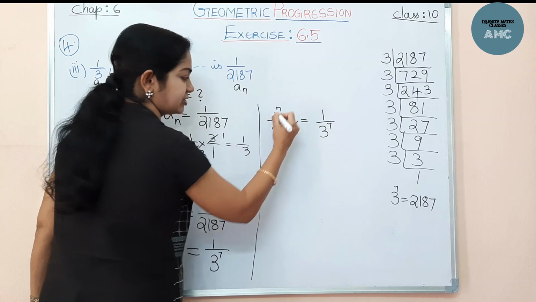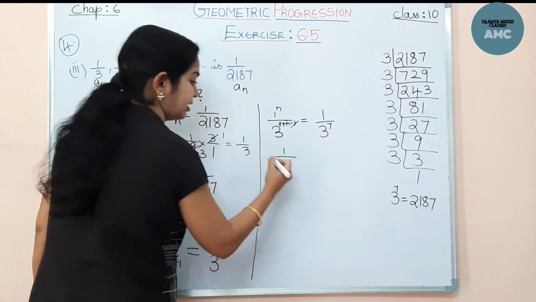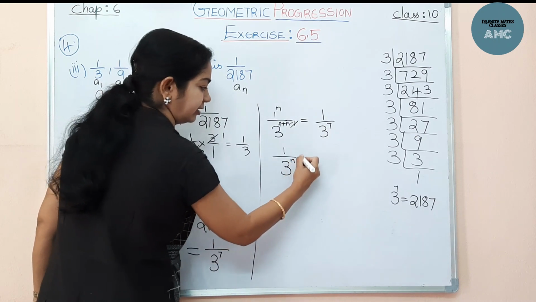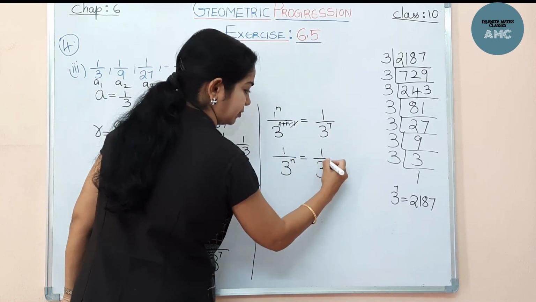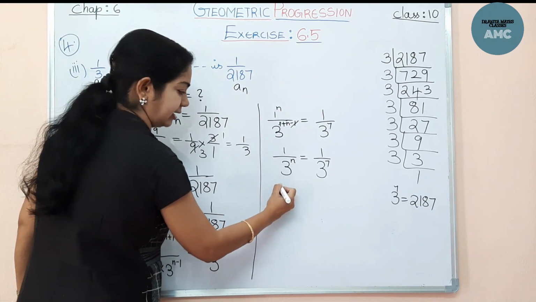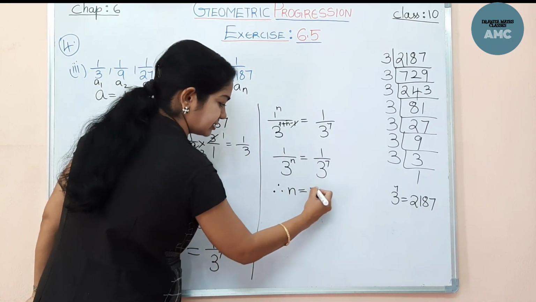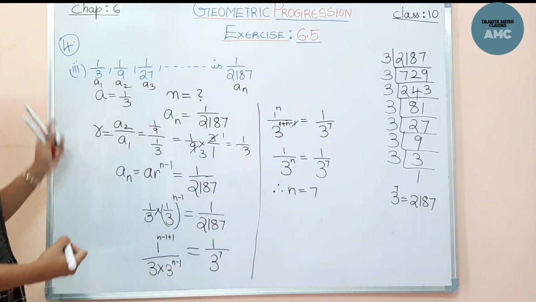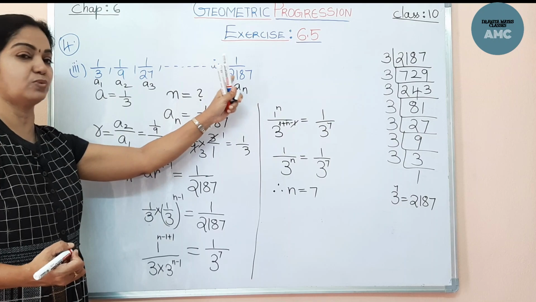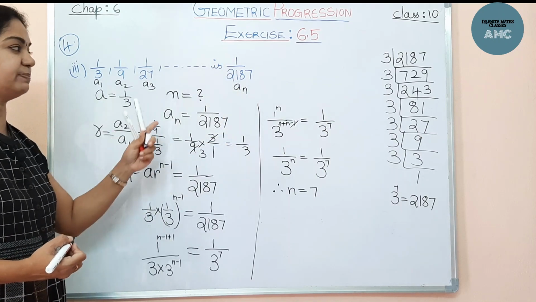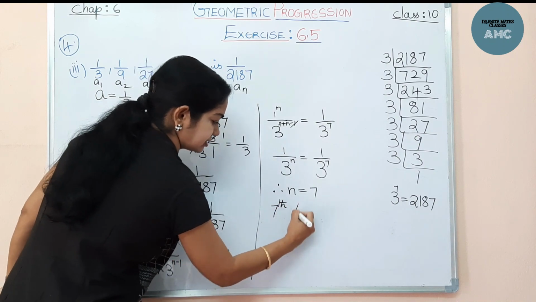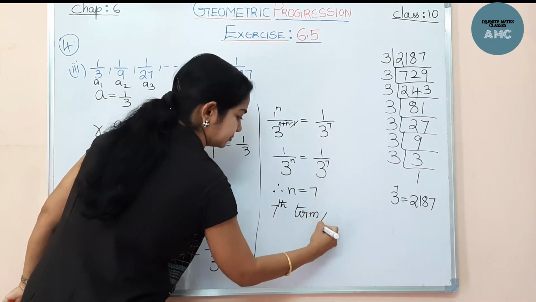Now 1 raised to the power of n is 1, because raised to the power 1000 or 100 it comes to 1. So here it is 1 by 3 to the power of n equal to 1 by 3 to the power of 7. On comparison, we can clearly say that the n value is 7, right? Now here 7 terms are there, and the 7th term is 1 by 2187. Which term of the GP this is was asked, so the answer is the 7th term, right.